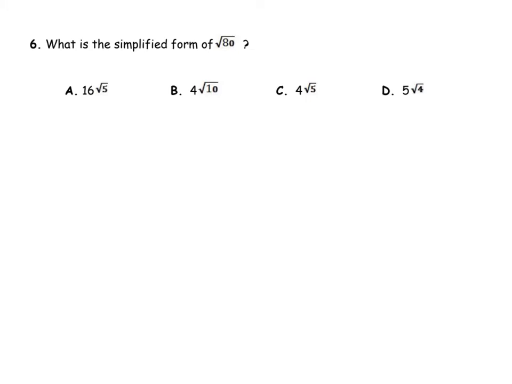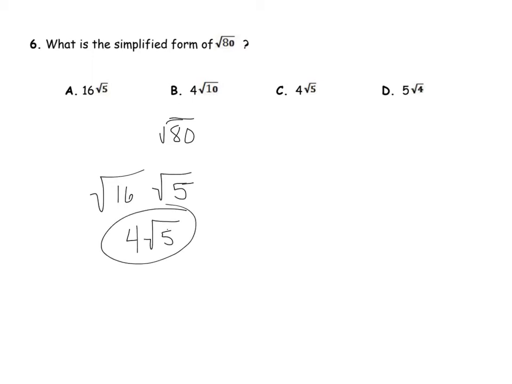Number 6, to simplify the square root of 80, you would have to find the largest perfect square that goes into 80. And I believe it is going to be the square root of 16 times the square root of 5. The square root of 16 is 4. So the simplified answer is 4 root 5, so that would be letter C. That was worth 2 points.